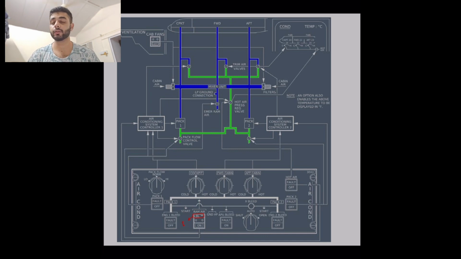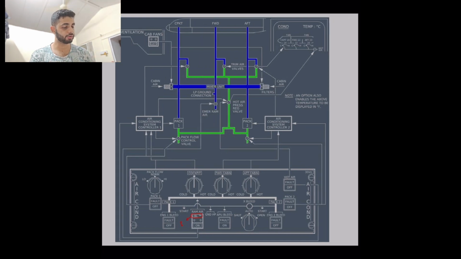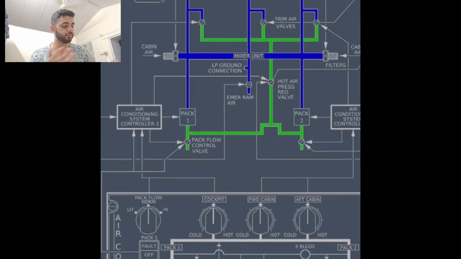So the pack, now the pack is very simple. We have two packs. Why do we have two packs? One fails, the other one's there. Simple. Redundancy. You try to remember why we have extra stuff. It's usually redundancy. In case one fails, the other one's there, and these two help each other in providing the required amount of air. Each pack has three sources. So you might be wondering, one pack only has one source out here.